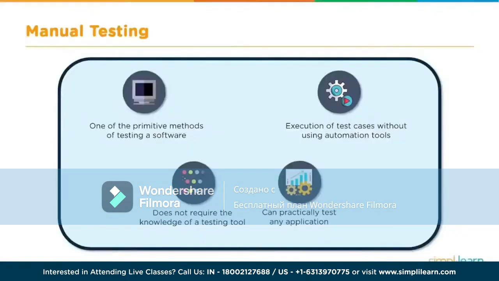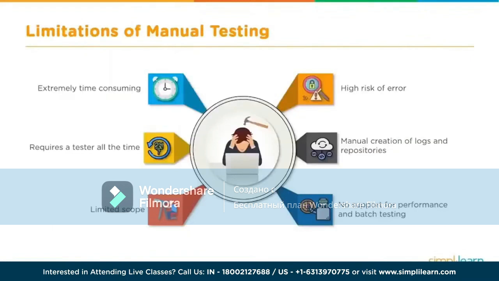Now that brings us to the first demerit of manual testing. Manual testing is a very time consuming process and it is very boring. Also, it is very highly error prone. Why? Because it is done manually and human mistakes are bound to happen.